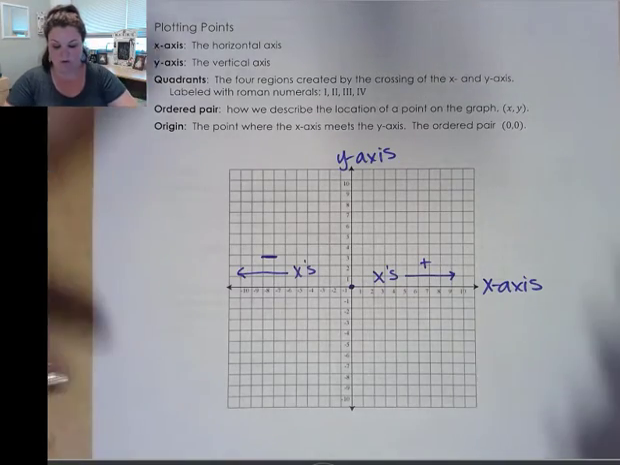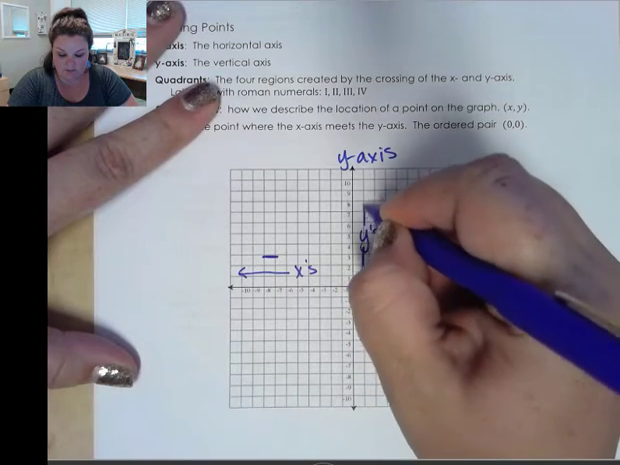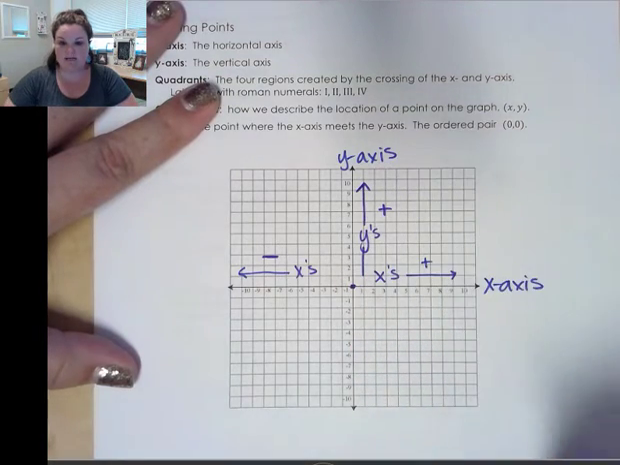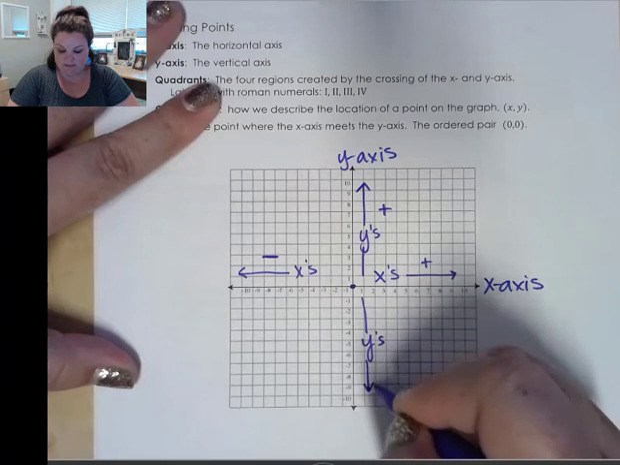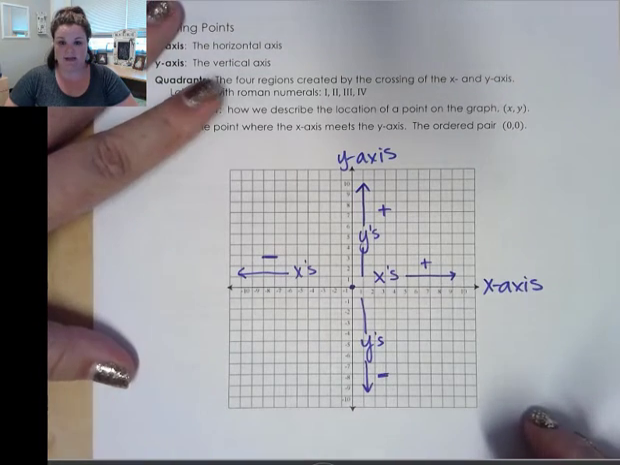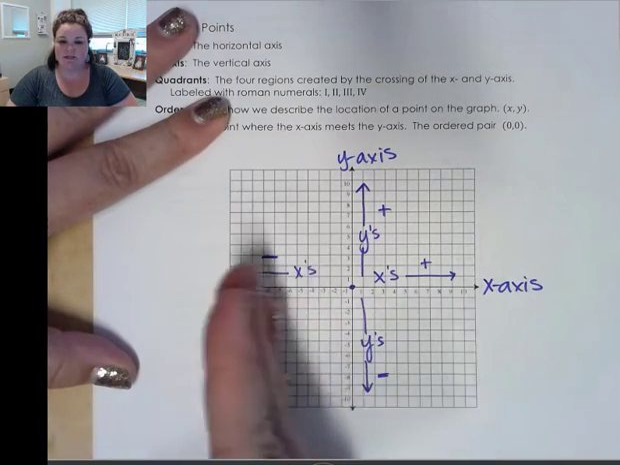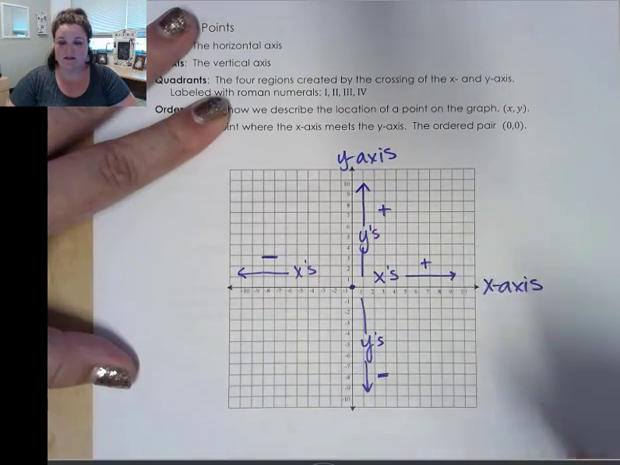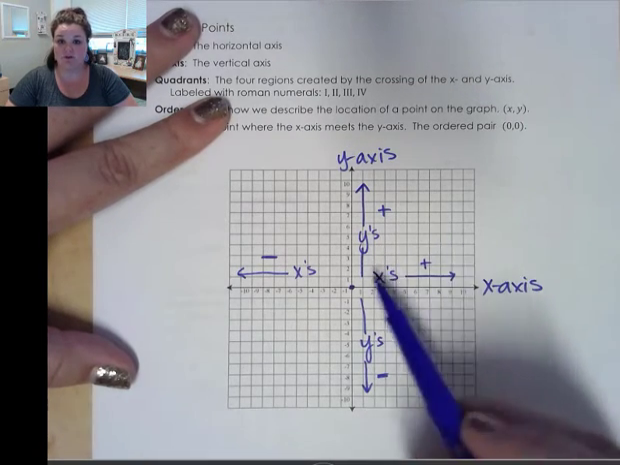And the same thing with our y's. When we look at our y's that are going upwards, those are our positive y's. And when we look at our y's going downwards, that's our negative y's. Okay, so y is in relation to our vertical axis, x is in relation to our horizontal axis. So when we talk about where x's and y's are both positive, that's this first quadrant.